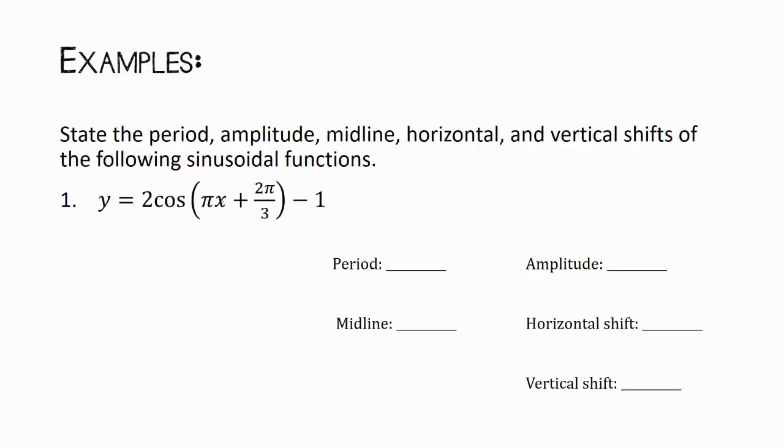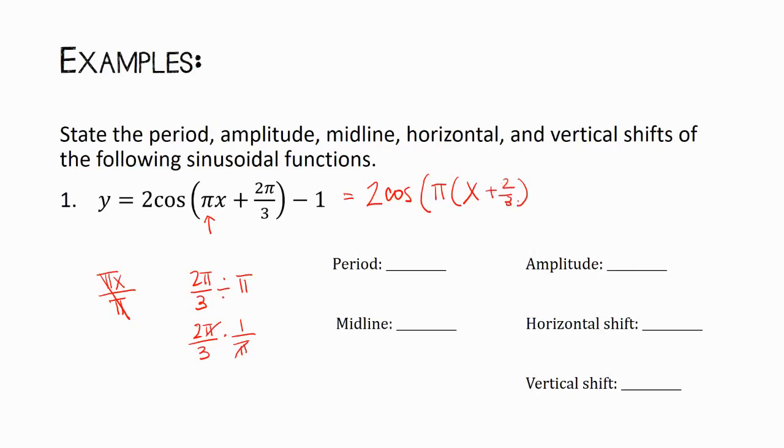So one thing I always look at when I'm starting these is, is that b value factored out? And it's not. So I need to rewrite my function where the b value is factored out. So it's 2 cosine, and I'm just going to factor pi out. And so I will take pi times x and divide it by pi and get x. That's what's left there. And then I'm going to take 2 pi over 3 and divide it by pi, which is the same as multiplying by the reciprocal, so 1 over pi, and then I will be left with 2/3 on the inside. Everything else is the same. So now we're going to find the period, midline, amplitude, and then the shifts.